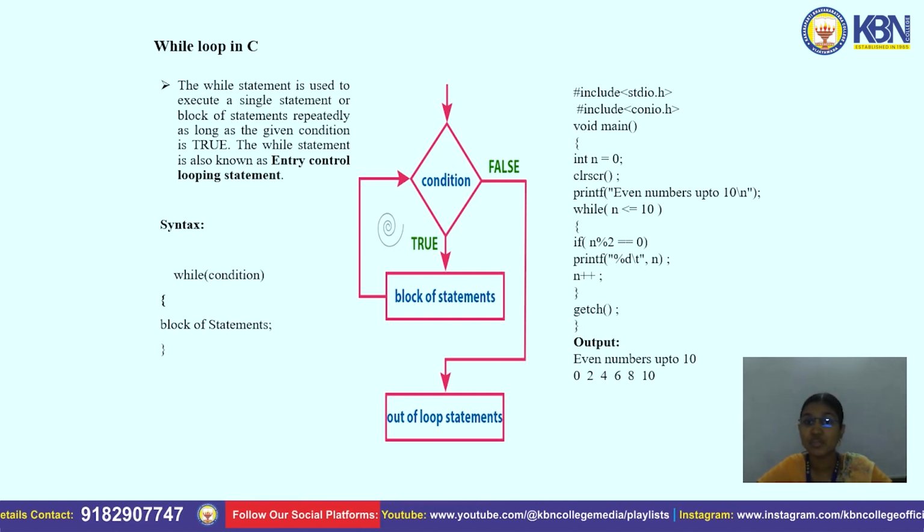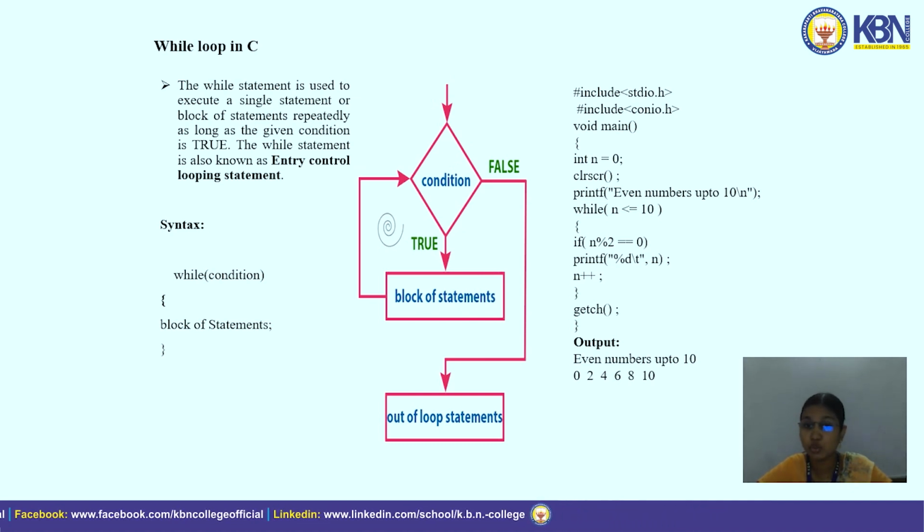Let us see the header files and main function. I am declaring n with value 0, and printf. I have to enter up to 10 values: while n is less than or equal to 10, the n value should start with 0 and end with 10. Now I have to check the condition. If n percentage 2 gives output 0, that number is an even number.